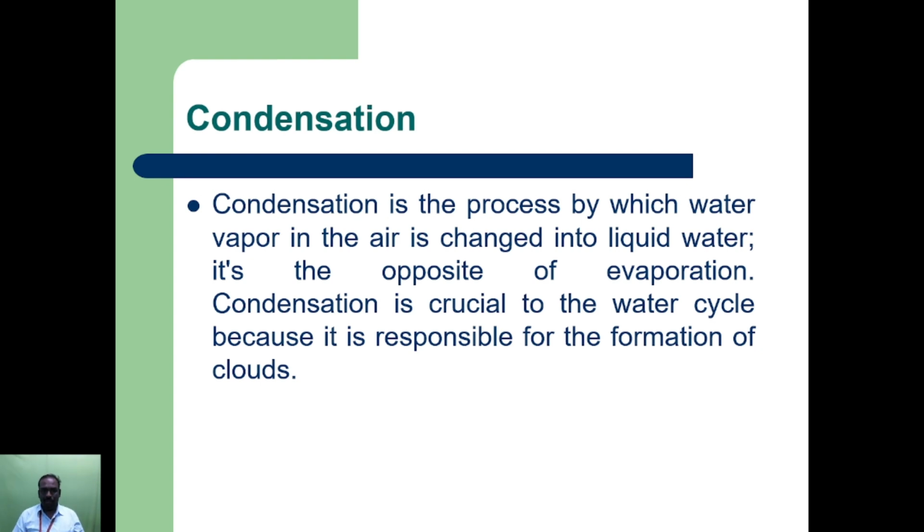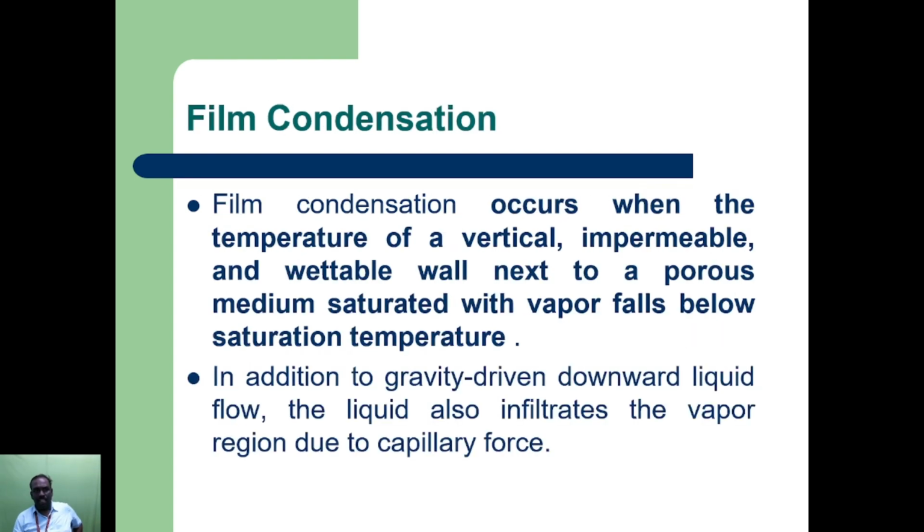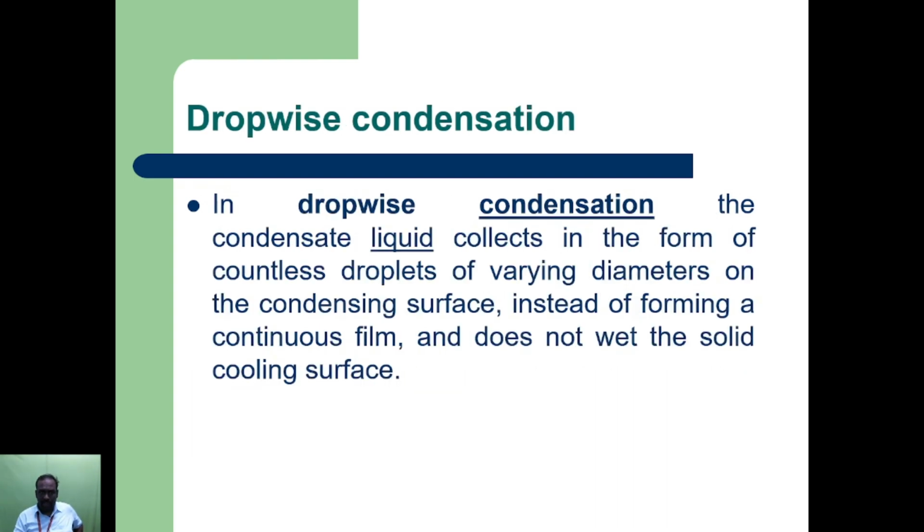Condensation is the process by which vapor is changed into liquid water. It is the opposite of evaporation. Condensation is crucial to the water cycle because it is responsible for the formation of clouds. Film condensation occurs when the temperature of vertical, wettable walls next to a porous medium saturated with vapor is below the saturation temperature. Gravity-driven downward liquid flow and liquid-filled vapor regions due to capillary force are one example of film condensation.